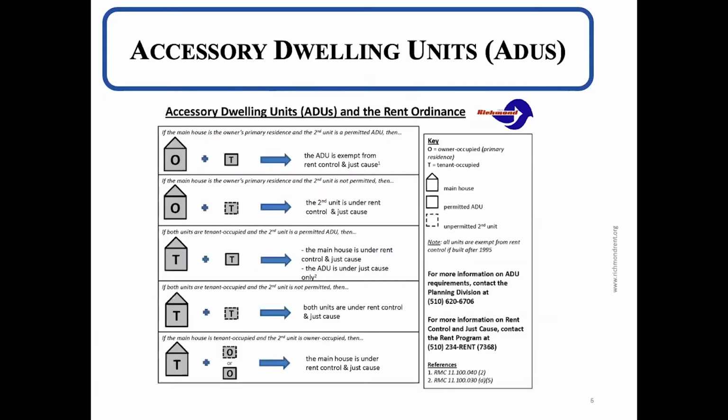This is just a chart to help people understand if your property has an accessory dwelling unit, whether that's 1 or 2 or more, it can change the outlook. However, this is going to give you essentially a guide as to how that would work. On the left column, you see the larger house, and then on the right, there's a smaller box. The smaller box represents the ADU. A solid line means that it's permitted, and a dotted line means it's unpermitted. And then it just depends on what those circumstances are. And on the right of the arrow, you'll see where those units would fall under the rent ordinance.